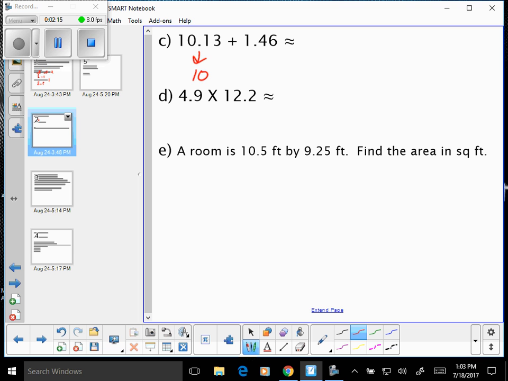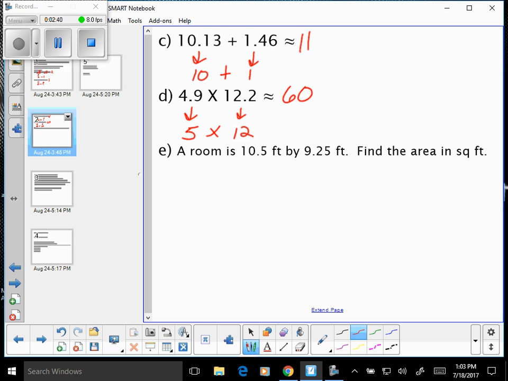10.13 is going to be 10. I have to be careful here because the sign says to add, and 1.46 is a 1. So my estimated sum will be 11. In 4.9, that's going to be a 5, and 12.2 is going to be a 12. 5 times 12 is 60.